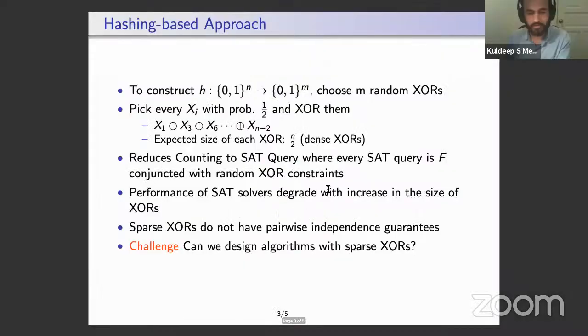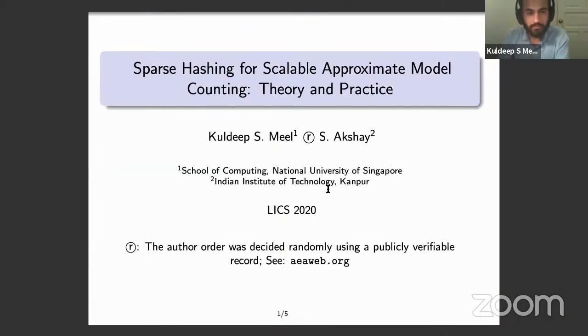Okay, I guess you can see the screen. So this is joint work with Akshay from IIT Bombay. And as you can see, we decided the author order randomly.